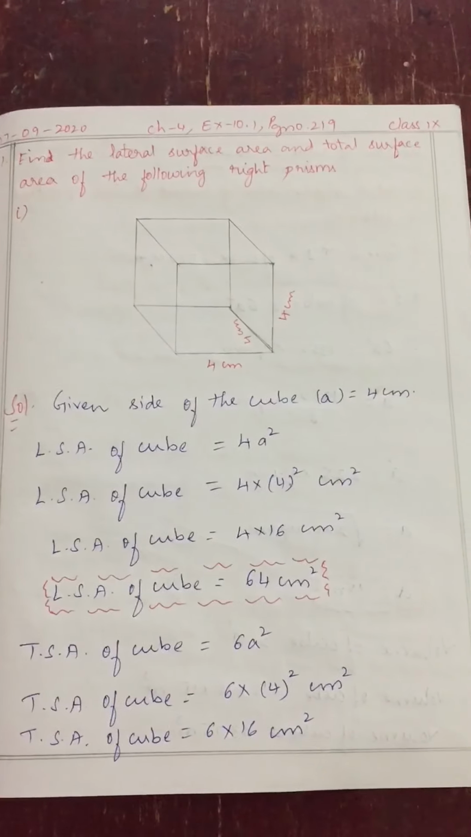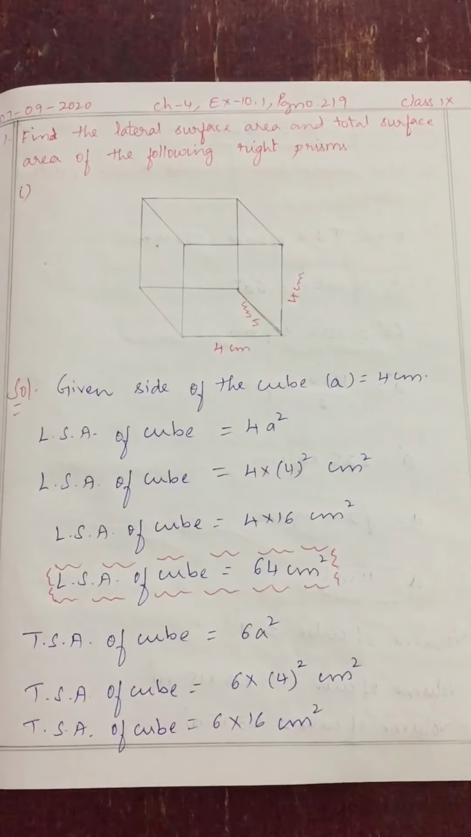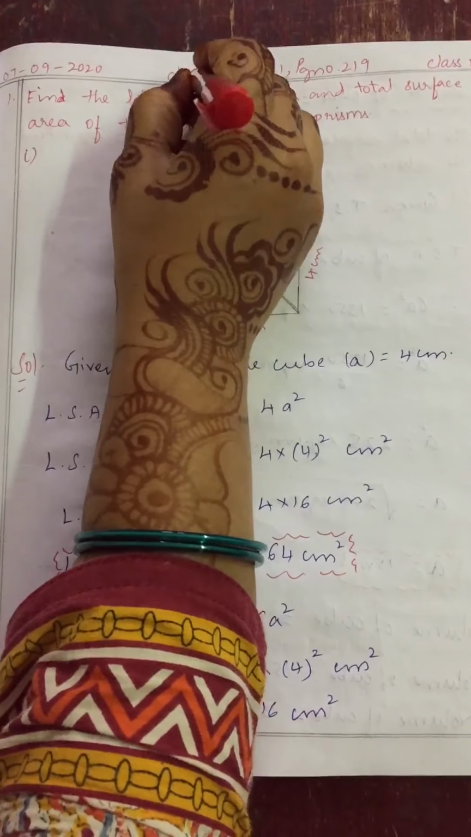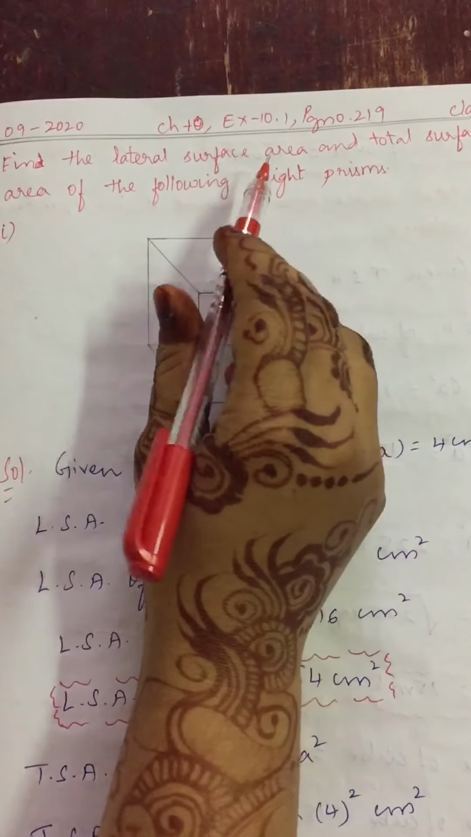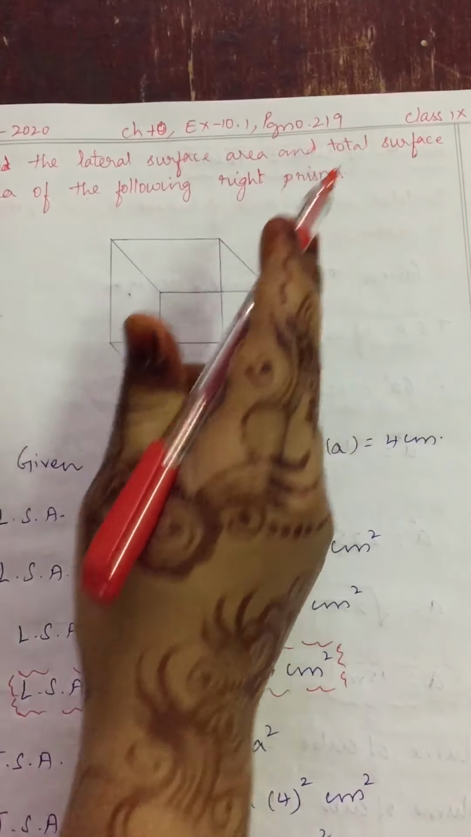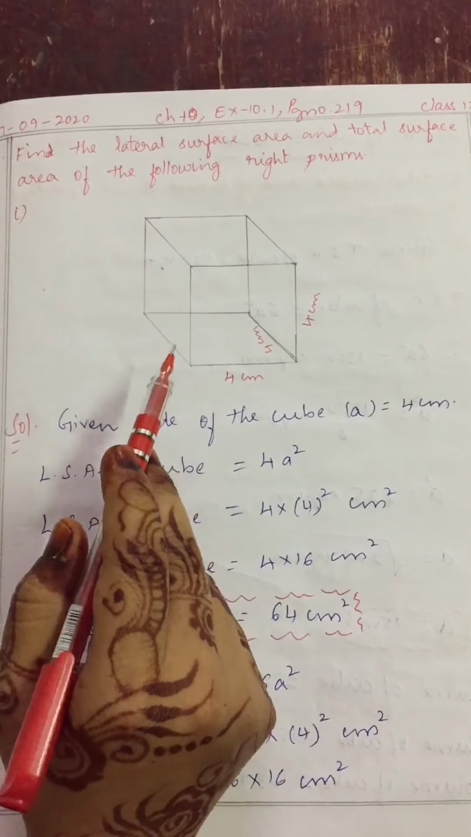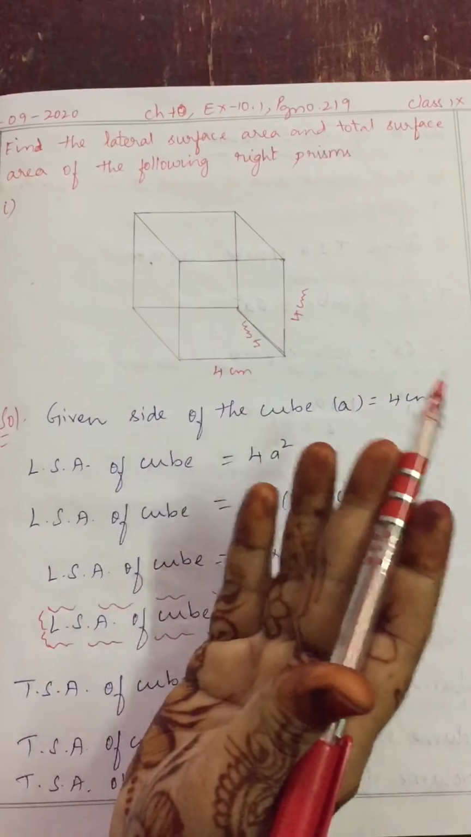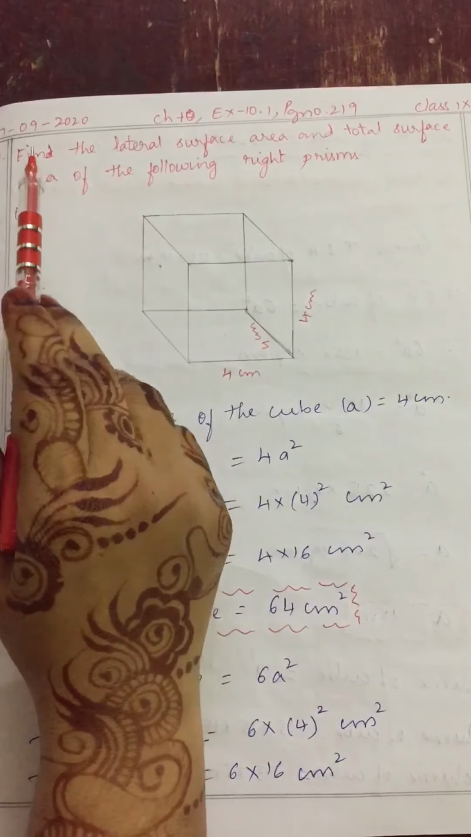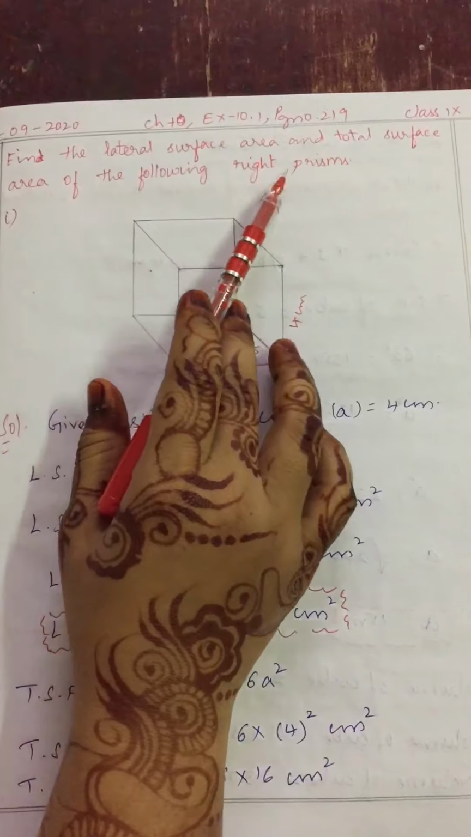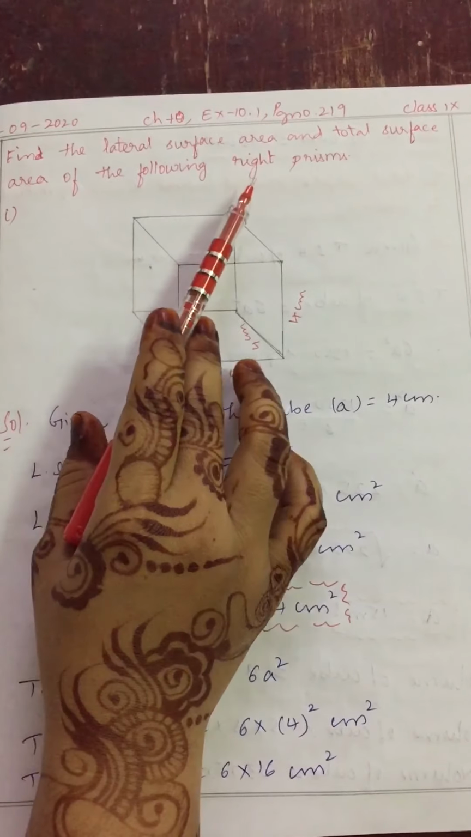Good morning children. In today's class we are going to solve exercise 10.1, chapter number 10, page number 219. In the previous class we learned the surface area and volume formulae. Those formulae we will apply in today's class. Clear children? Now the first question is: find the lateral surface area and total surface area of the following right prisms.